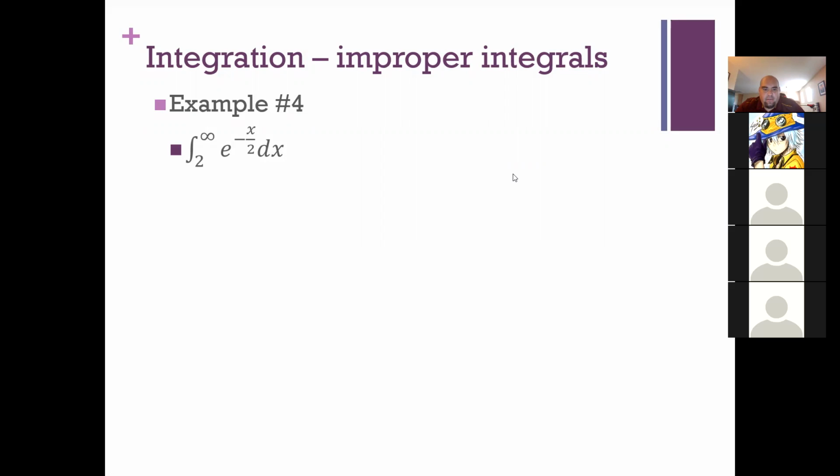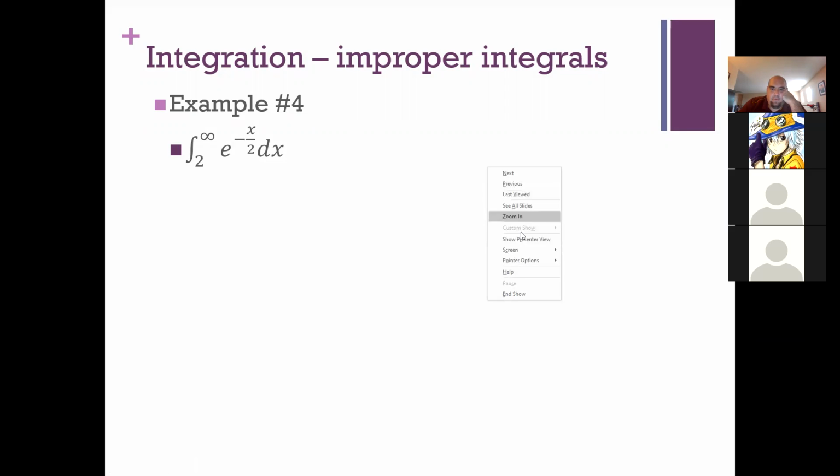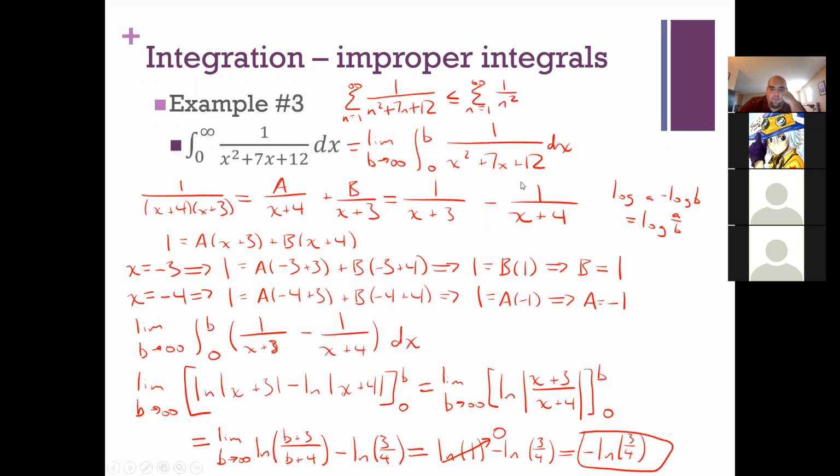Now I got a question here. So Rodolfo, are you asking if the entire integral that we just did went to 0? No, the entire integral does not go to 0, but if you can see my cursor at the bottom of the screen there, that term right there will go to natural log of 1, because as b gets very, very large, you're getting closer and closer to 1. So that term will go to 0, but this negative natural log of 3/4 will still be there.